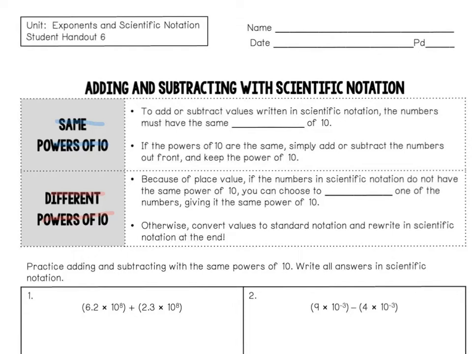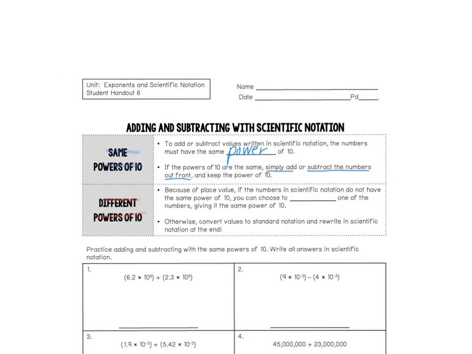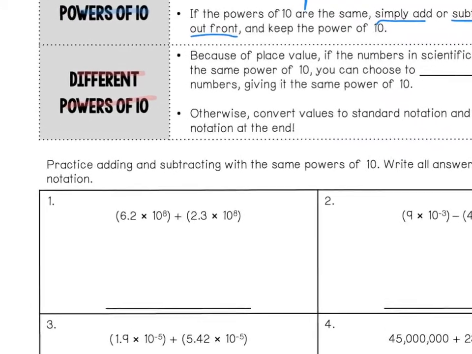the numbers must have the same power of 10. If the powers of 10 are the same, simply add or subtract the numbers out front and keep the power of 10. We're going to skip the next part for right now, and go to the first example.